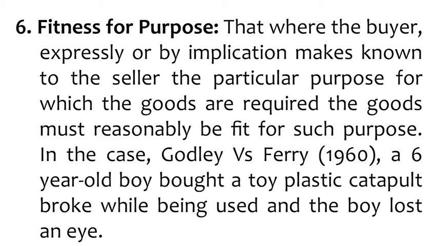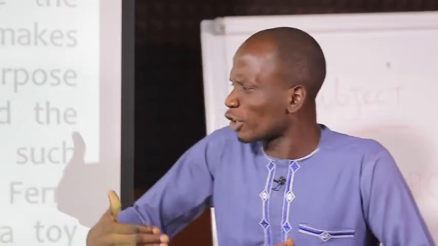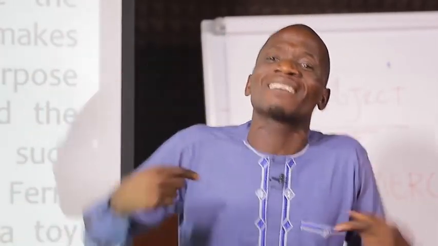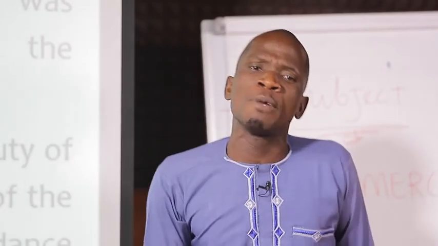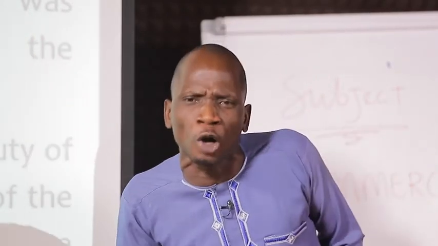Now, in the case of Godley versus Ferry, 1960, a 6-year-old boy bought a toy plastic catapult, which broke while being used, and the boy lost an eye. It means in this case, the boy bought such an article for a particular purpose, but it ended up spoiling the boy's eye. In this particular case, the boy has a right to sue the seller because he did not buy such a product in order to spoil his eye.